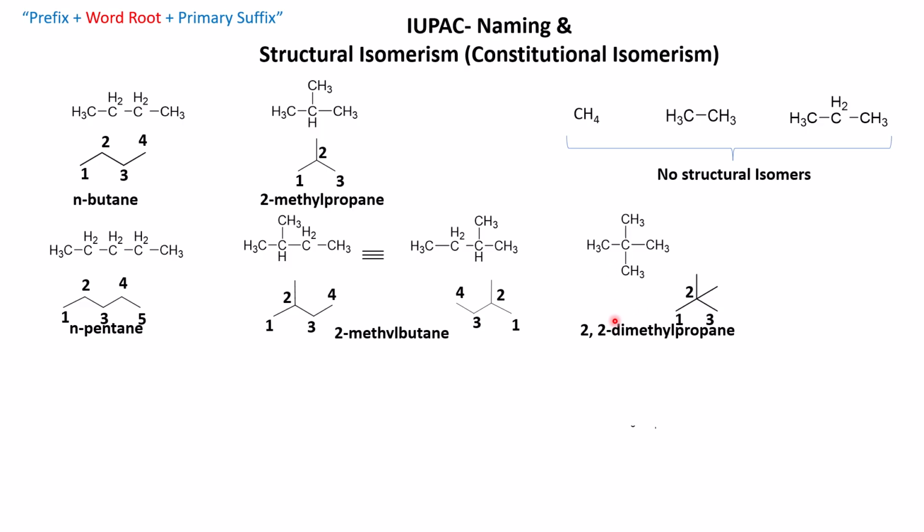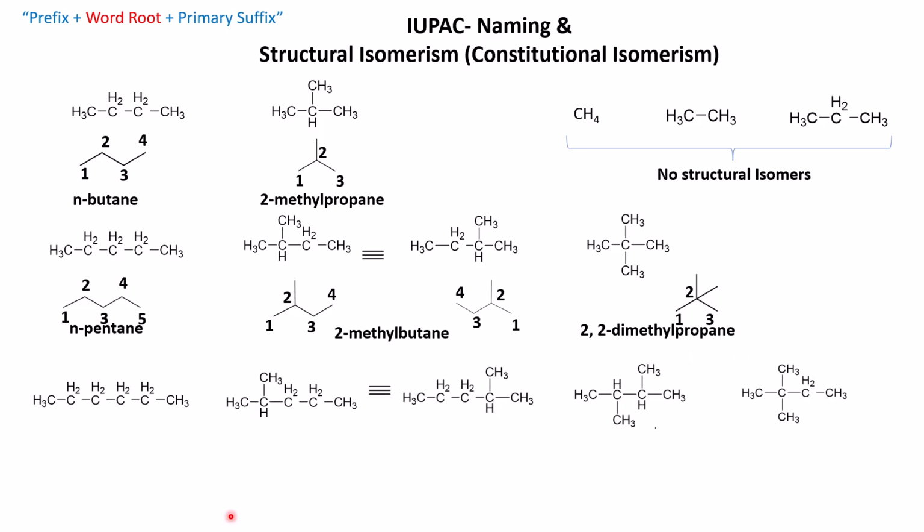So the longest carbon chain is 1, 2, 3. How about the second position? Second position has a methyl group, right? Remember that CH3s are originated from CH4, so methane becomes methyl. So two CH3s are here in the second position, and you need to define each one of them: mono CH3, di CH3 in the second position. So 2,2-dimethyl. Longest carbon chain is a prop, and it's a single carbon-carbon bond within the molecule. Overall, it's ane, so that's why 2,2-dimethylpropane.